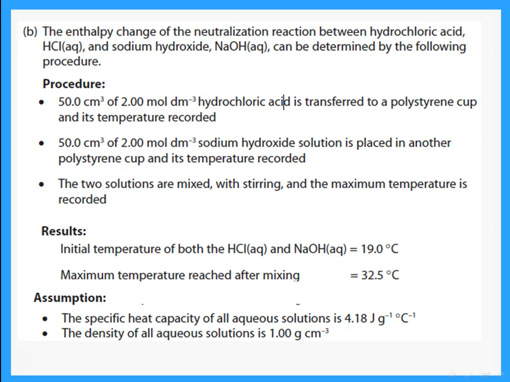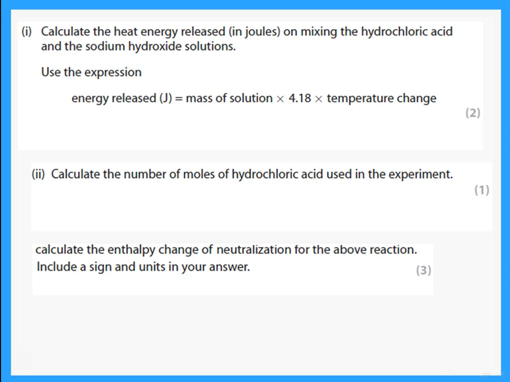Now, the question says the enthalpy change of neutralization between hydrochloric acid and sodium hydroxide is determined by this procedure. He put 50 centimeter cubed of 2 mole per decimeter cubed hydrochloric acid into a polystyrene cup, and he recorded the temperature. And then 50 centimeter cubed of the same concentration but of sodium hydroxide solution is placed in another polystyrene cup. The two solutions are mixed. He has an initial temperature and a maximum temperature, and the question says calculate Q.